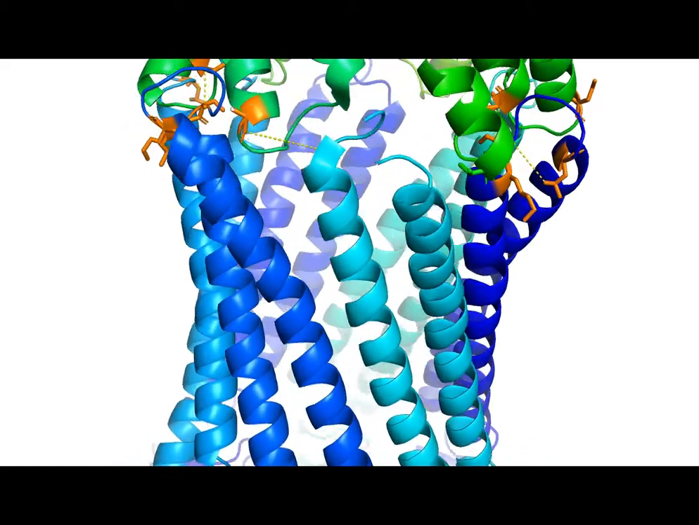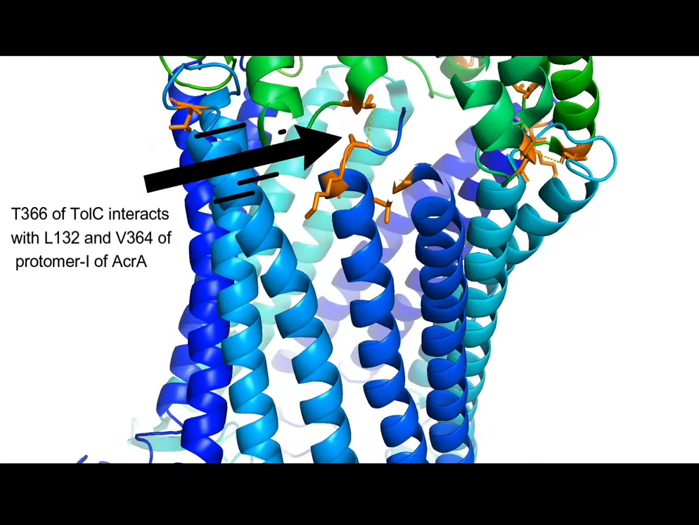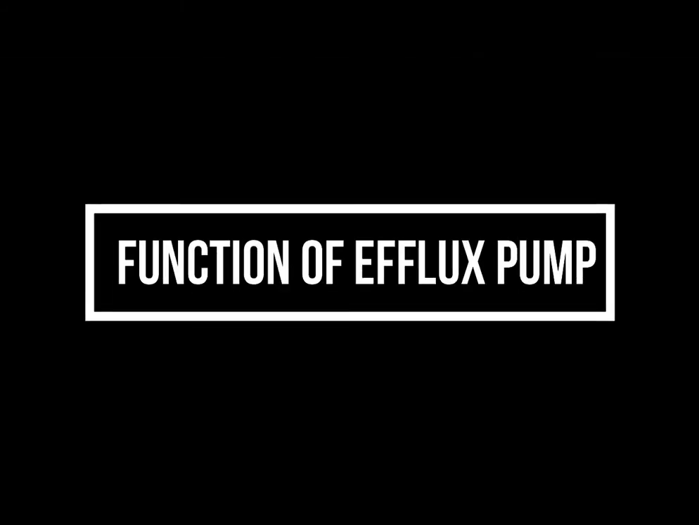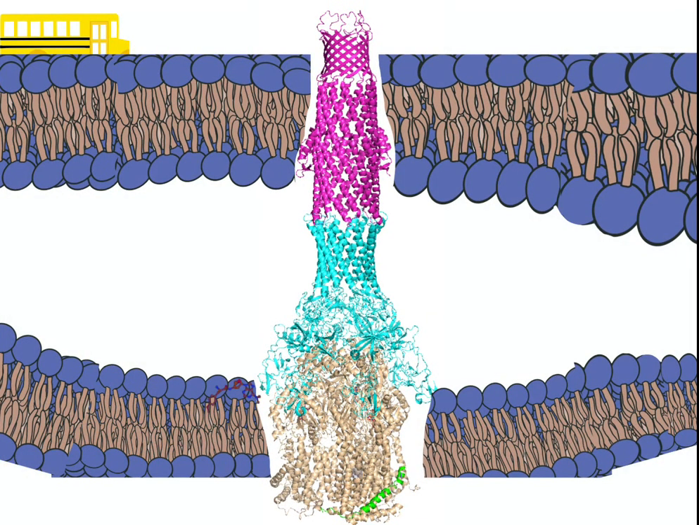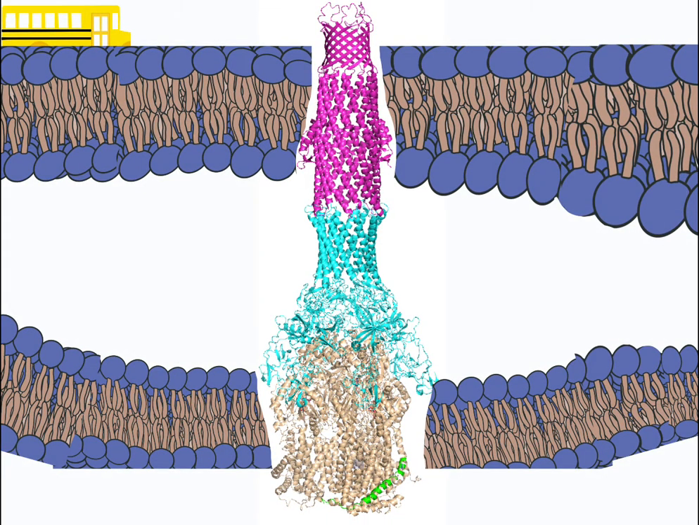In this next section, you can see T366 of TolC interacts with L132 and V364 of protomer 1 of AcrA. So how does this E. coli multi-drug resistance efflux pump function? As a general overview, when a substrate, usually a small hydrophobic antibiotic, binds to AcrB of E. coli, it causes AcrB to undergo distinct conformational changes. AcrA and TolC interactions are then broken, and the substrate can travel up the TolC channel and out of the cell. This is how E. coli can develop drug resistance.